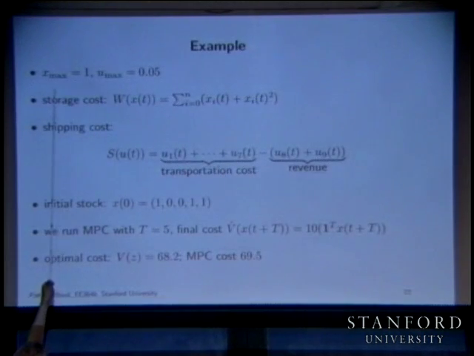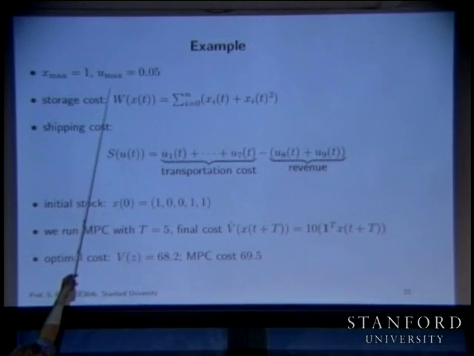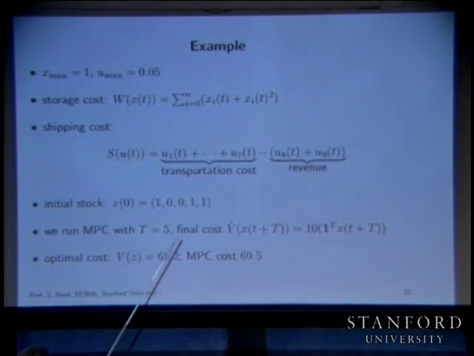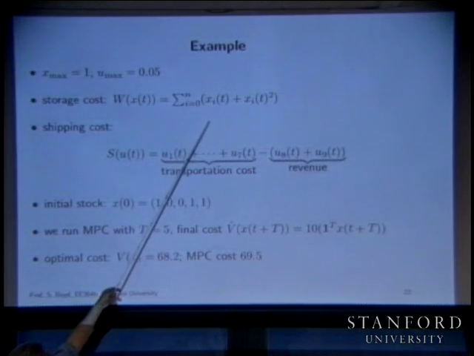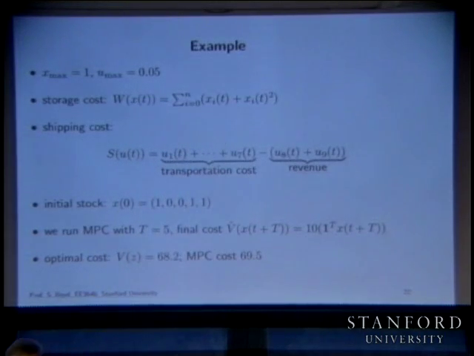And I'll have a buffer limit of 1. The most I can ship is 0.05. My storage cost will look like this. It's linear plus a quadratic term. And the shipping cost will just be linear. I pay linearly to ship among warehouses.